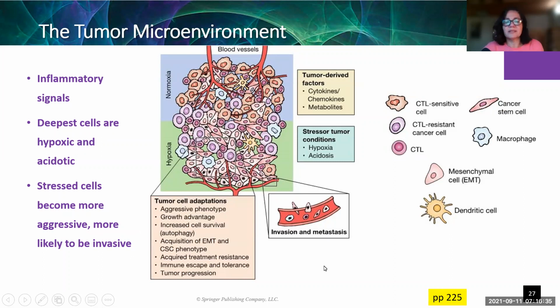They become more aggressive, more likely to be invasive. And again, the other way of looking at that is those cells that are in the middle of the tumor and are not aggressive, they die. And so we don't hear about them.